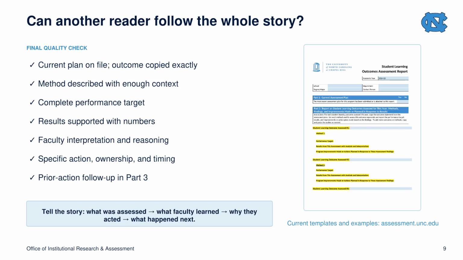Before submitting, read the report as one narrative. Could another reader trace the outcome, method, target, findings, interpretation, action, and follow-up? Does every method have a complete account? Does Part 3 provide a real update? If an important pattern, decision, or context is missing, add it. Do not cut useful explanation just to make the report look short. A strong report preserves the evidence and faculty thinking behind it.